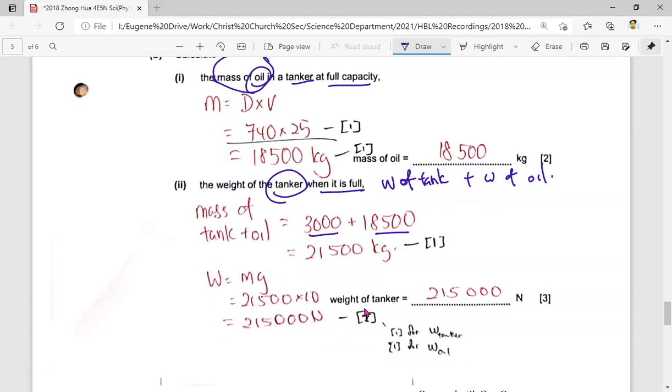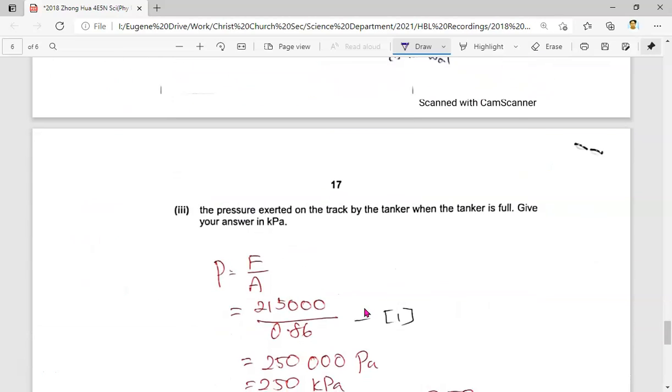So once I've done this, I know the mass of the oil plus the tank. I will just use W equals mg, where weight equals mass times gravitational field strength. So it's just a matter of times 10. So I'm going to get 215,000 Newton. So that is the weight of the tanker.